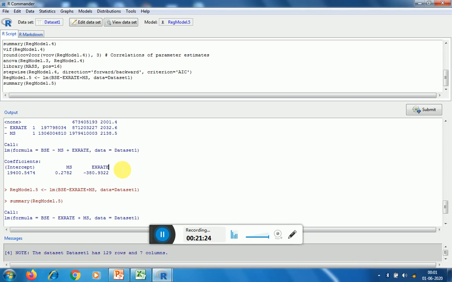So this is the theory, and this theory also seems to be proved with the help of this particular data. So we can interpret on the basis of this that money supply is the most significant factor. The next significant factor is the exchange rate. This is the advantage of performing the stepwise regression.